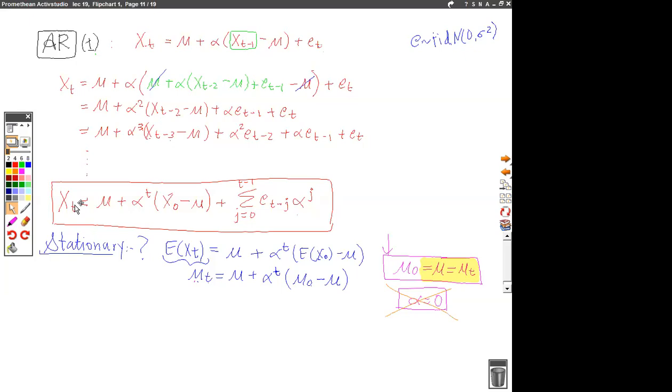So what I was saying is, I know that I can always write my XT in terms of the errors. So if I want to figure out whether my AR process is a stationary process or not, what are the conditions that should be satisfied? Can someone tell?